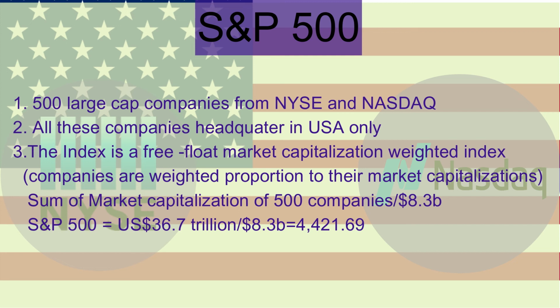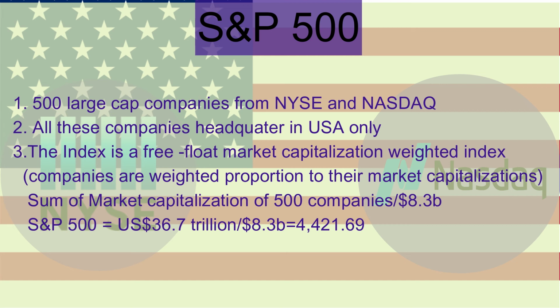What is the divisor? The divisor is fixed by the committee, and it is about 8.3 billion US dollars now. If you divide the market capitalization of the S&P 500 by the divisor, you get 4,421.69, which is the S&P 500 index value. If you check on Google, you will see 4,421. This is how it is calculated.